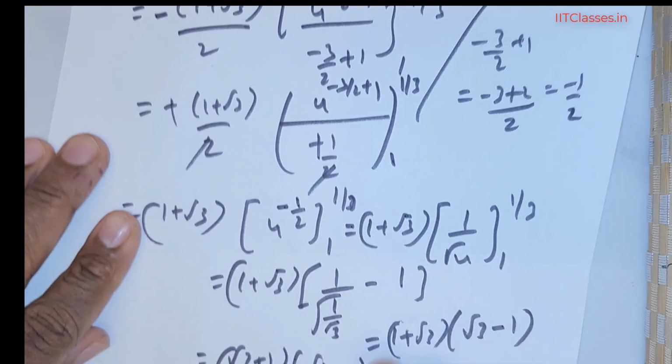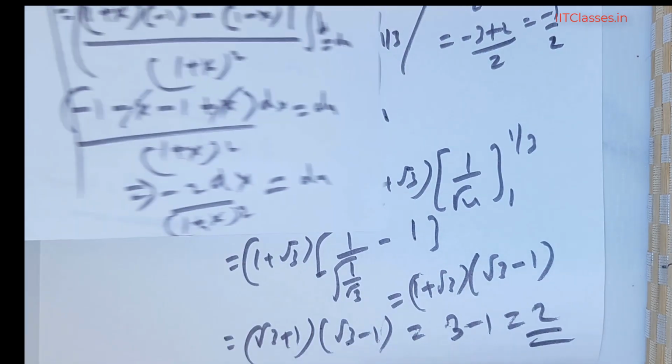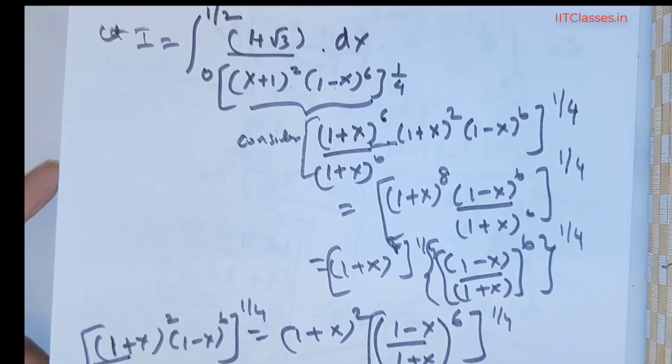Oh, it's a beautiful question. 2 is the value that we have got, and we need to do all this for this beautiful question.